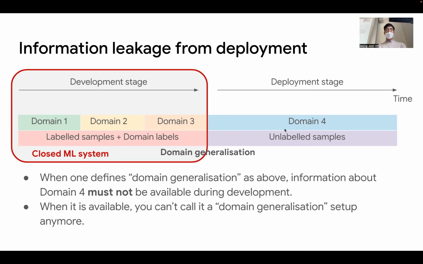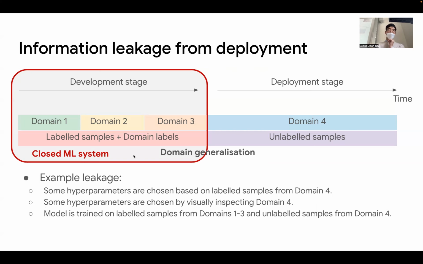When domain 4 is actually available during deployment, then you cannot call this domain generalization anymore. And you cannot compare against the previous methods declaring themselves as domain generalization. You need to set up a new kind of setting and build a new benchmark and compare against methods that do the same thing as you do.